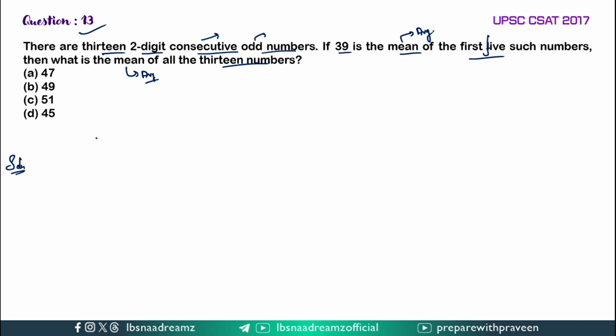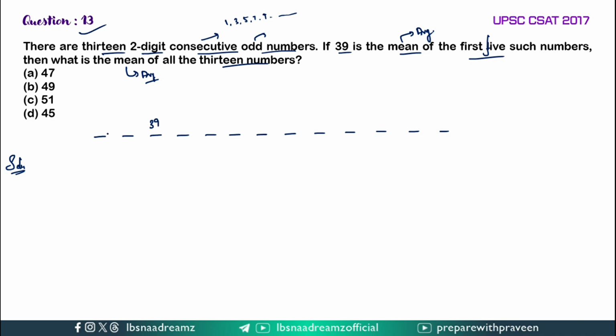Let us take 13 numbers. So there are 13 two-digit consecutive numbers. Consecutive is nothing but continuous numbers, right? Continuous odd numbers. Odd numbers are 1, 3, 5, 7, 9, and it goes like that, right? So two-digit consecutive odd numbers are there, and 39 is the mean of first 5 such numbers.